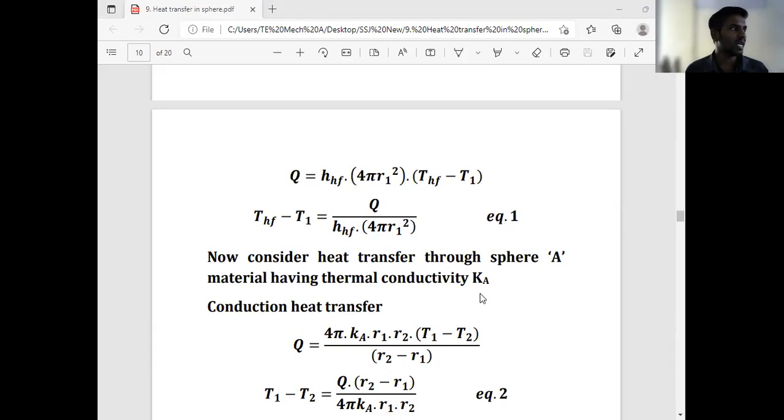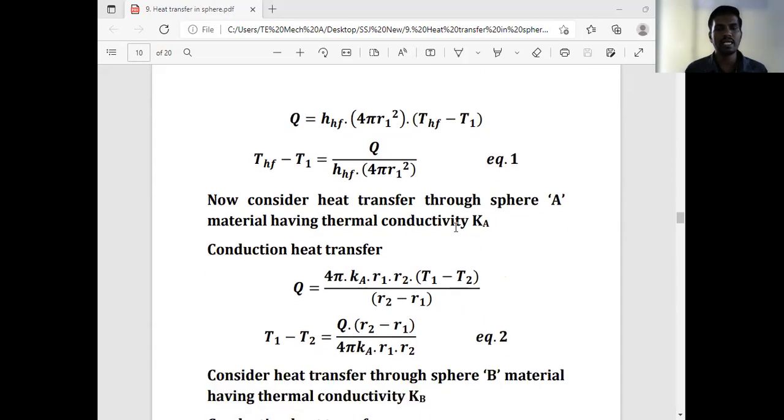Now the heat transfer through each layer will be the same, because we have considered the rate of heat transfer as Q from the hot fluid to the cold fluid. That means Q is the same for every layer. So we take the equation as Q is equal to, write down, now consider heat transfer through sphere A, material having thermal conductivity Ka. Whatever final equation we got for the sphere, in that manner we have to write down the equation for layer A.